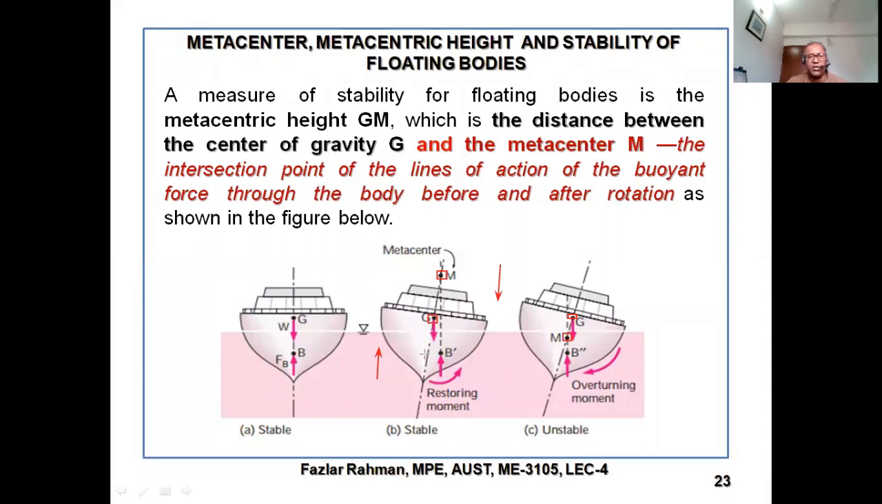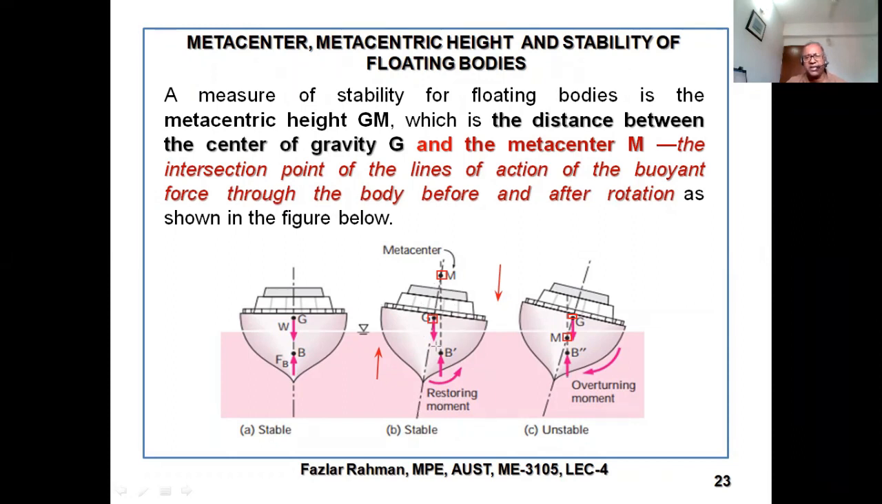The longitudinal axis of the boat right over here remains the same. And if you draw a line along the buoyant force line of action, it intersects the central axis at point M. This M is called the metacenter, and this distance between the metacenter and the center of gravity is called the metacentric height.